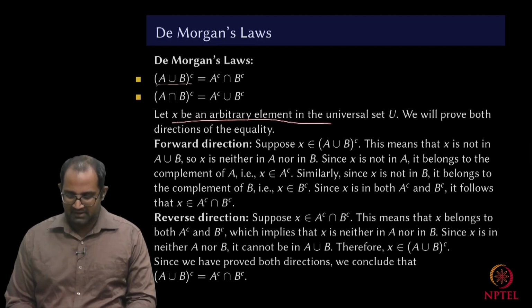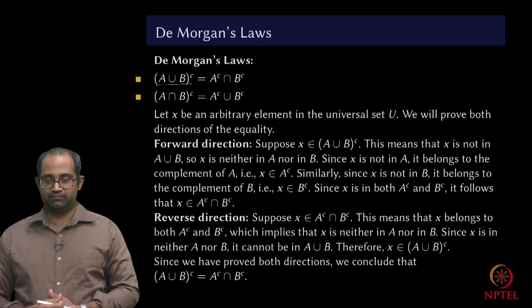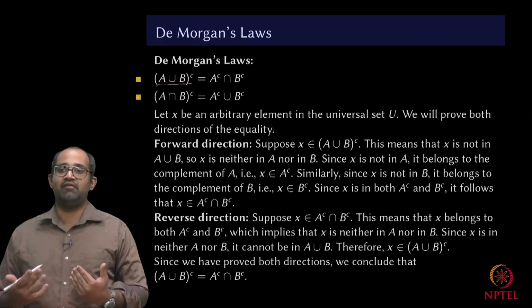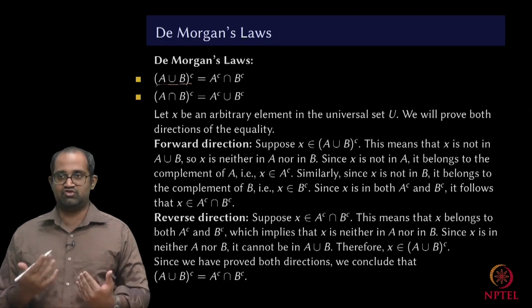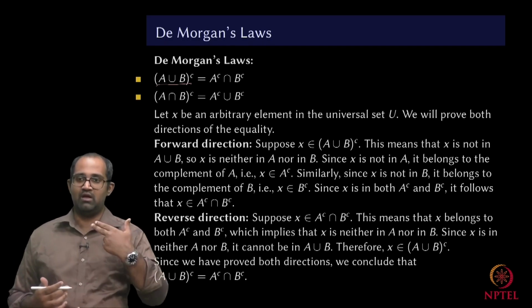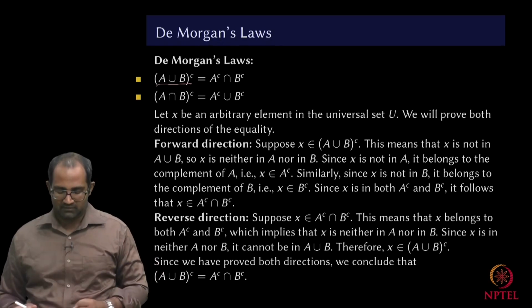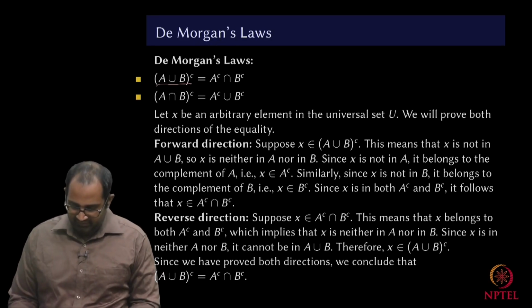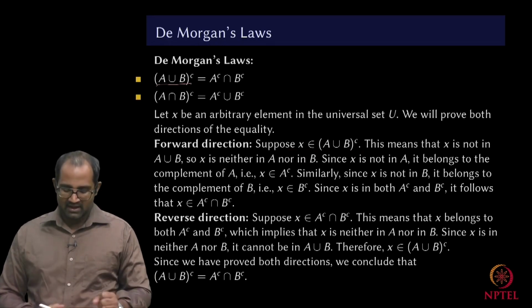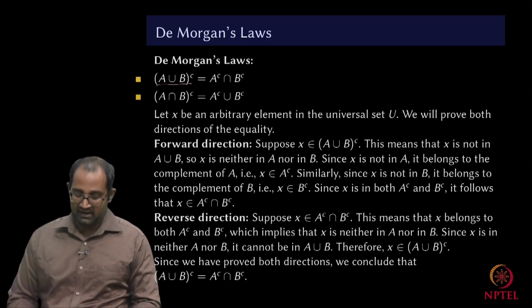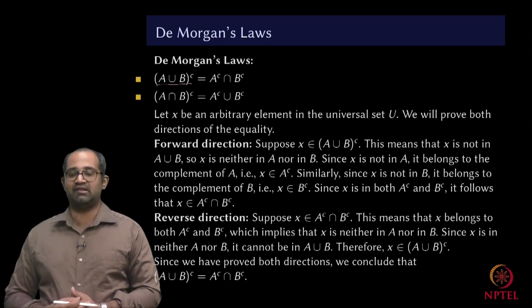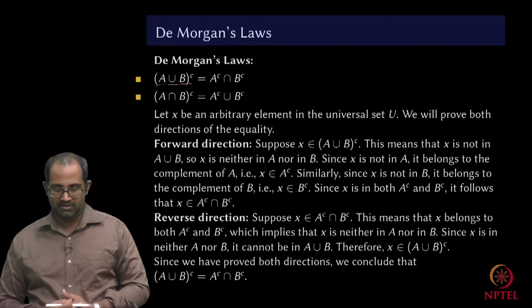Let x be an arbitrary element in the universal set U. We will prove both directions of the equality. That means we will show containment. To show such set equality, you have to show two directions, subset and superset. So, first we will start with an element in (A union B) complement. The aim is to show that x is in A complement intersection B complement, which means (A union B) complement is a subset of A complement intersection B complement.